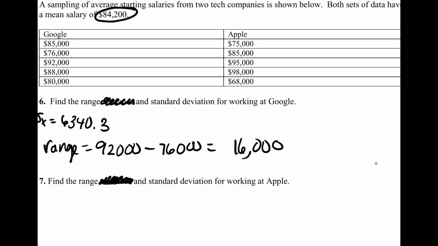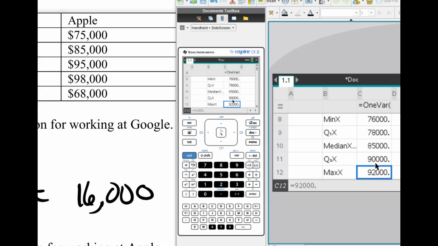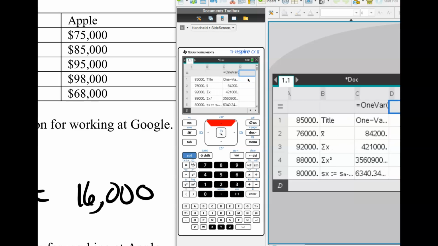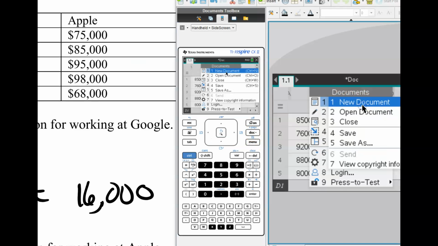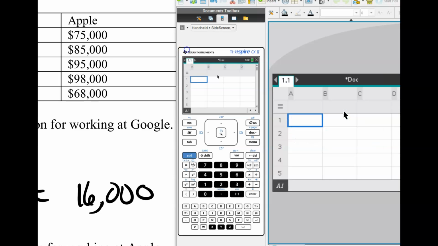Okay, now guess what we're going to do? We're going to do all the ones for Apple. So I'm going to go to column D, it doesn't matter. You can open up a new document. How do you open up the new ones? If you push document, you can say file, new document, and then it asks if you want to save. No. Just go home and then list in spreadsheet. So 75,000, 85,000.